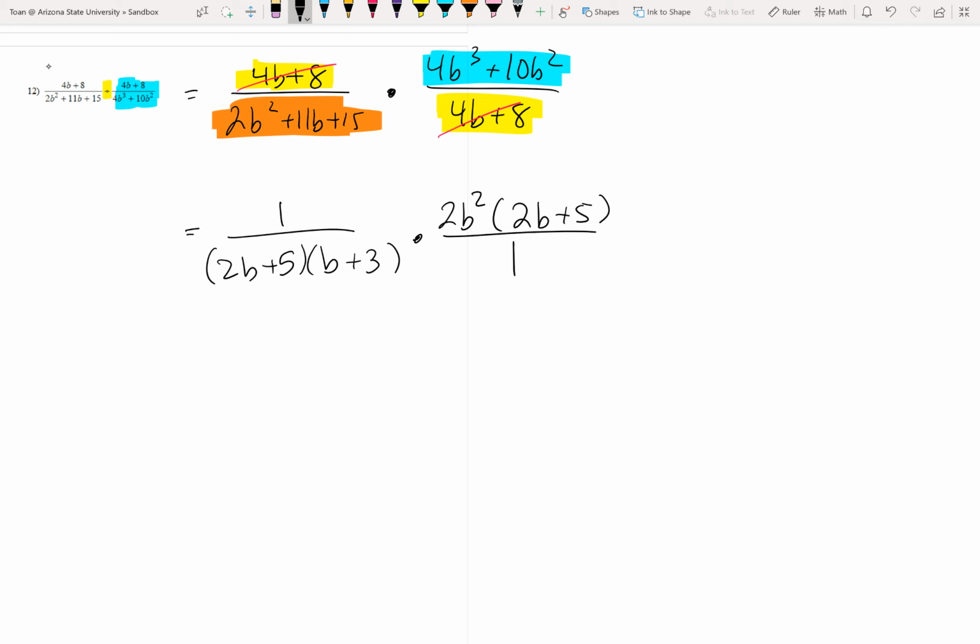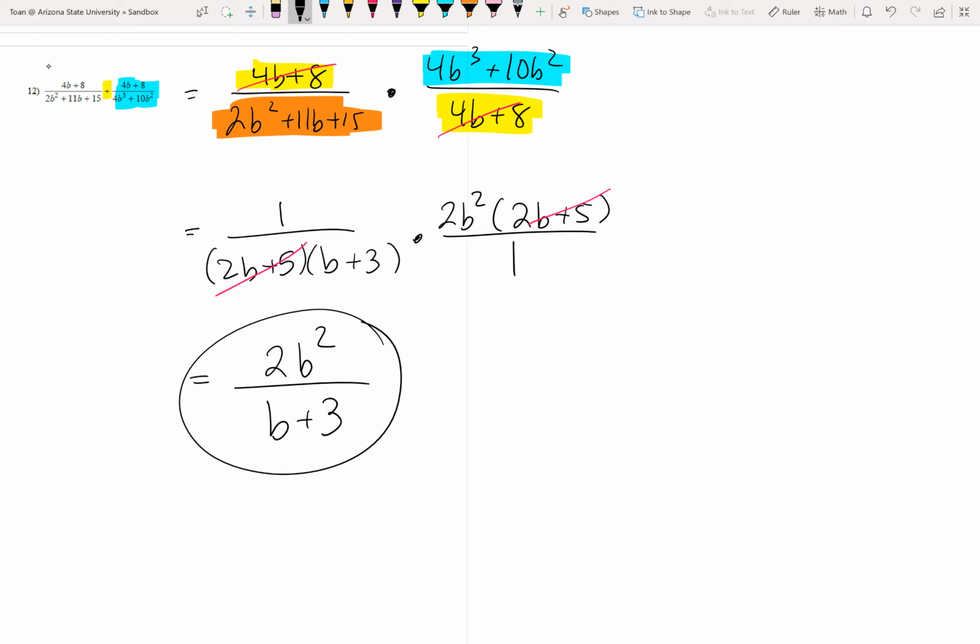And then the yellows factor out to 1. Do some cancelization. The 2b plus 5 cancels out. And that's it. That's all you can do. So what's left over on top is 2b squared. What's left over on the bottom is b plus 3. That is the simplified form.